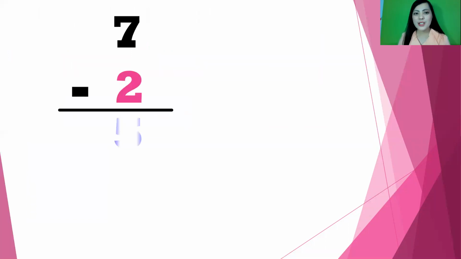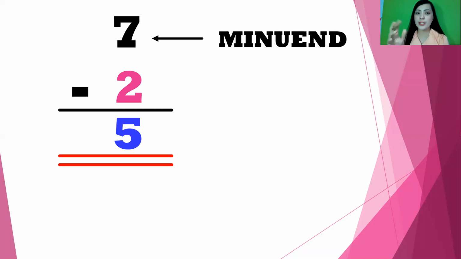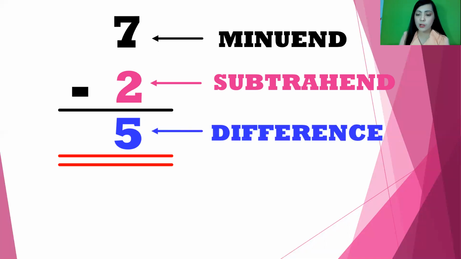All right, let us go to subtraction. 7 minus 2 is equal to 5. All right, so easy. So we call 7 as the minuend, the number on top, the number that you are going to subtract from. The subtrahend is the number handed down. So 7 is the minuend, the bigger number. 2 is the subtrahend, the smaller number. Because if you're going to minus, it should be bigger number minus the smaller number. The answer is what we call the difference.